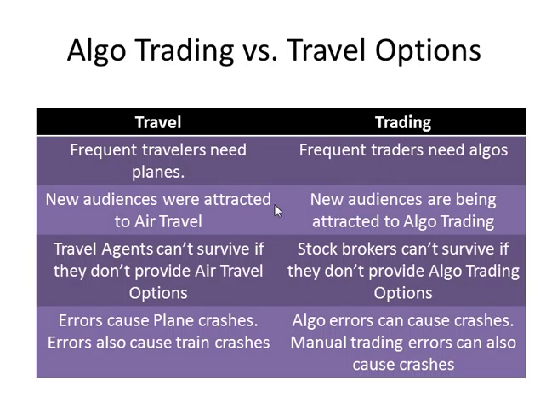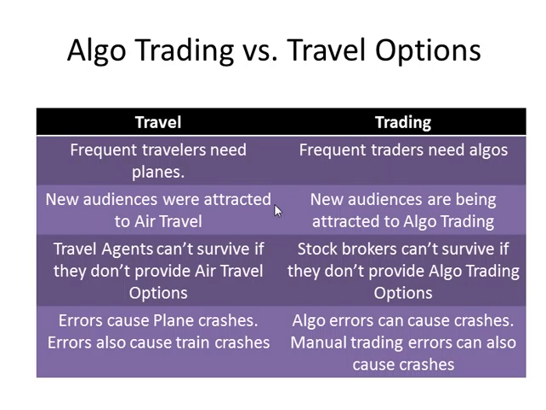The third example applies to the people who provide these services. So in travel, you have travel agents. Travel agents can't survive if they don't provide you an air travel option. If your travel agent tells you, I'm only doing train bookings for you, I'm sorry, I don't do any air travel bookings, you're probably going to dump your travel agent and find another one who gives you air travel options. The same thing applies to stockbrokers. If a stockbroker is to survive, he needs to offer algo trading. He can't say, I just give you manual trading. And if your stockbroker is currently not providing you with algo trading options, you probably want to dump him for someone else who is.